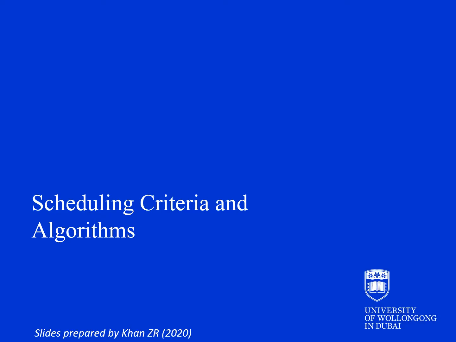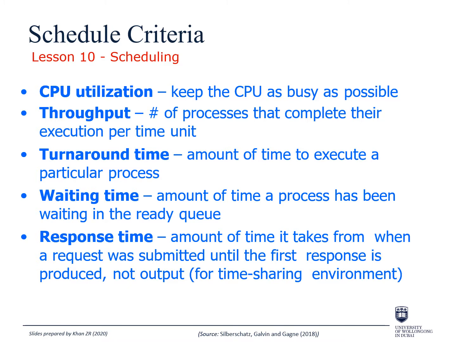Scheduling criteria and algorithms. The criteria are as follows. CPU utilization: keep the CPU as busy as possible. Throughput: number of processes that complete their execution per time unit. Turnaround time: amount of time to execute a particular process. Waiting time: amount of time a process has been waiting in the ready queue. And response time: amount of time it takes from when a request has been submitted until the first response is produced, not output.